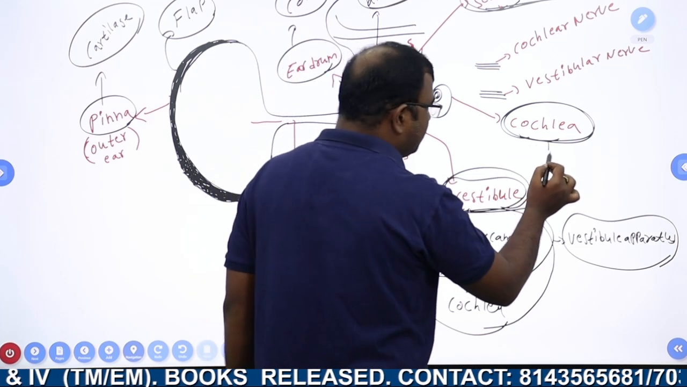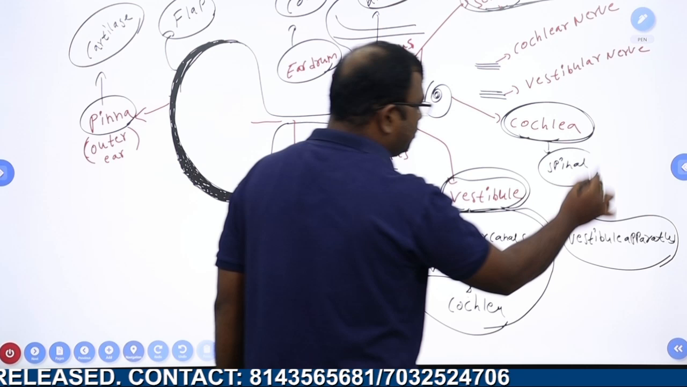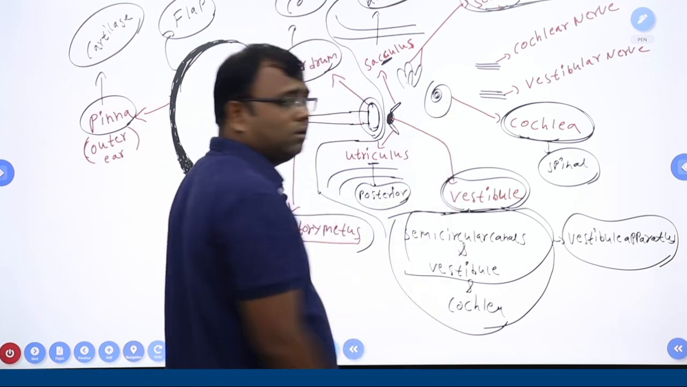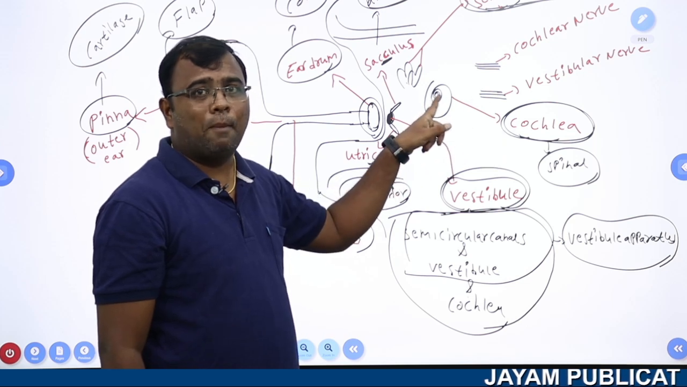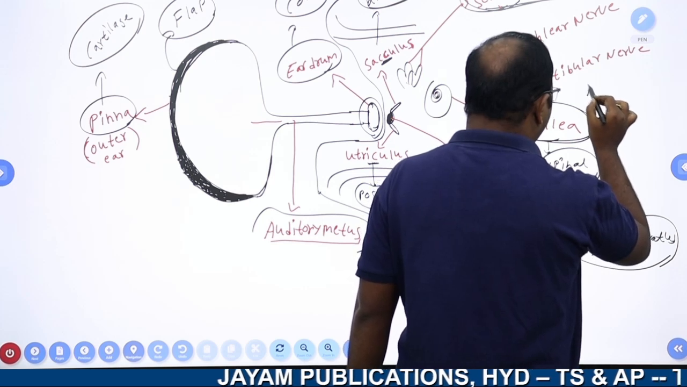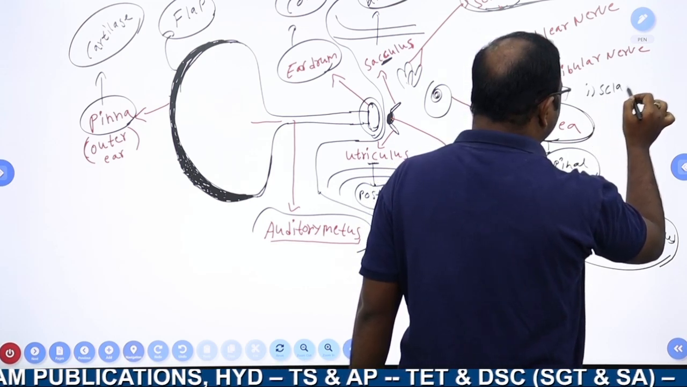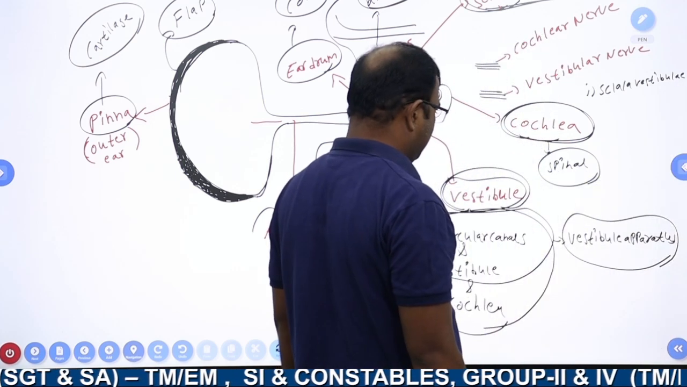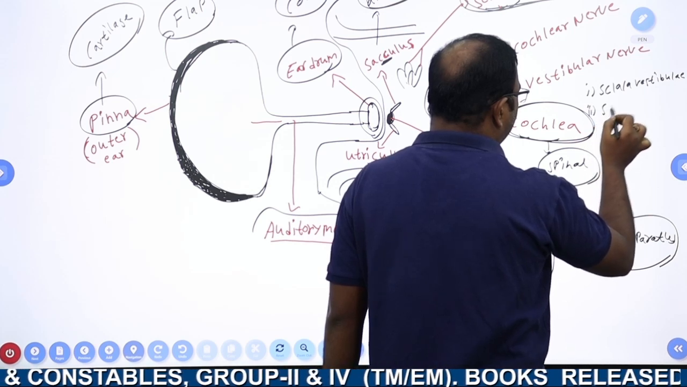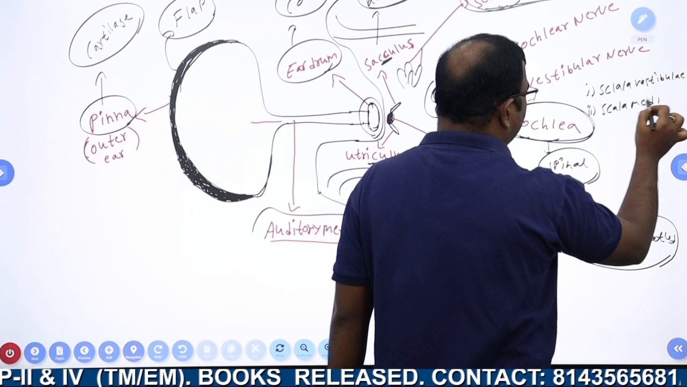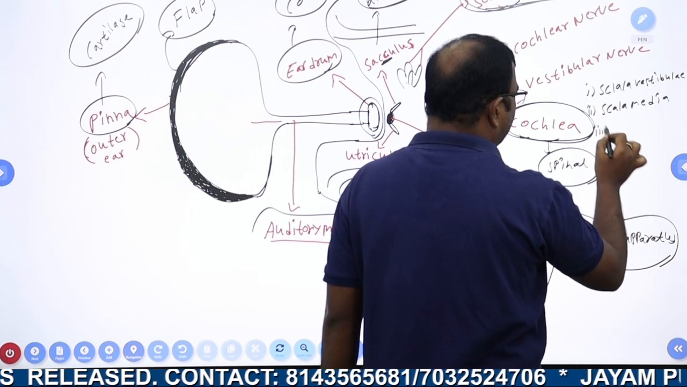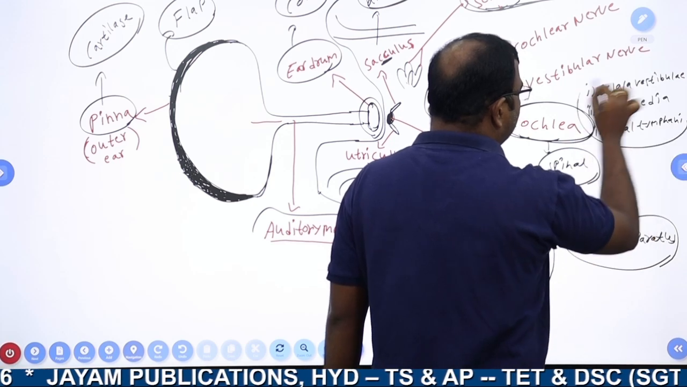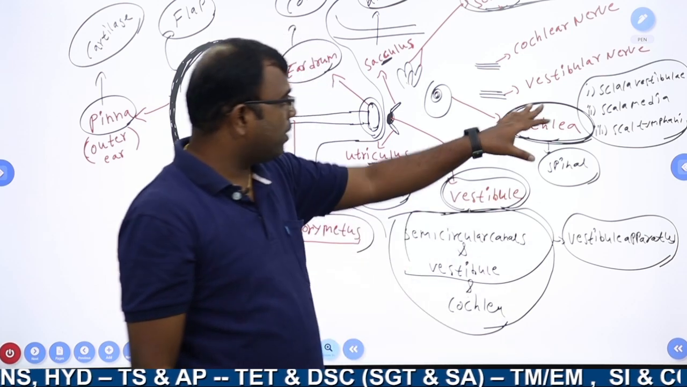The cochlea is a spiral shaped structure. Three parallel tubes are present in the cochlea. The first one is scala vestibuli. The second one is scala media. The third one is scala tympani. These are the three parts of the cochlea.